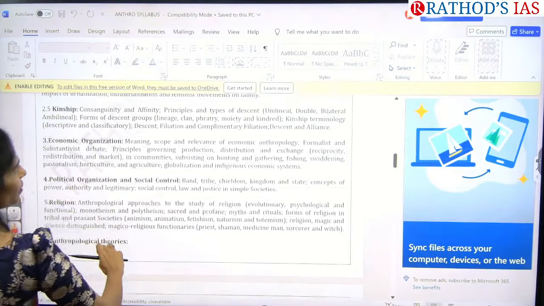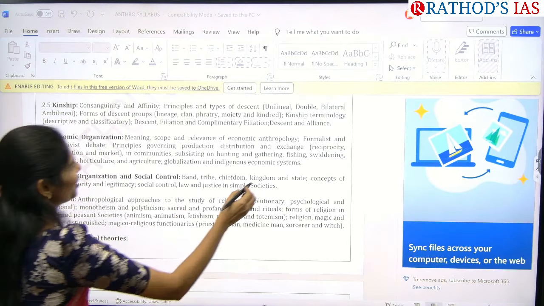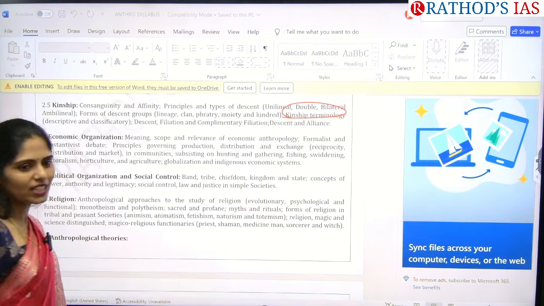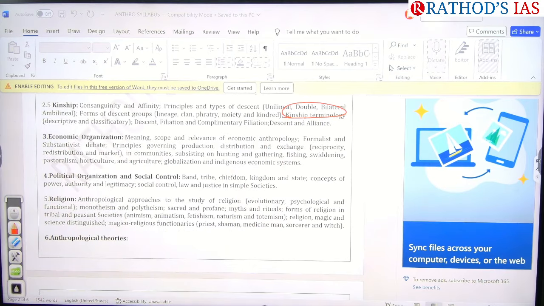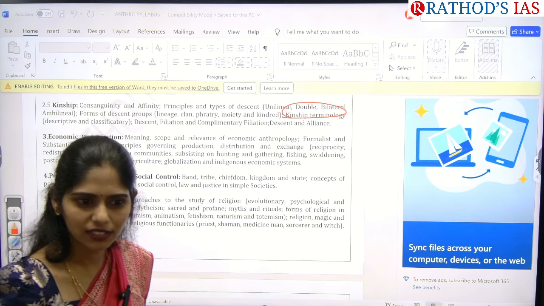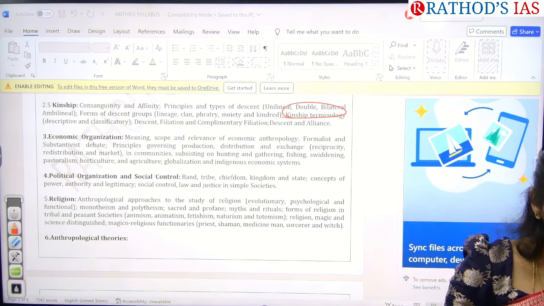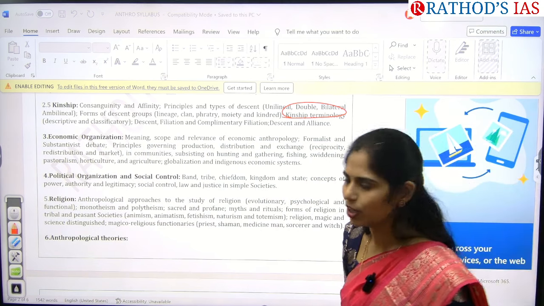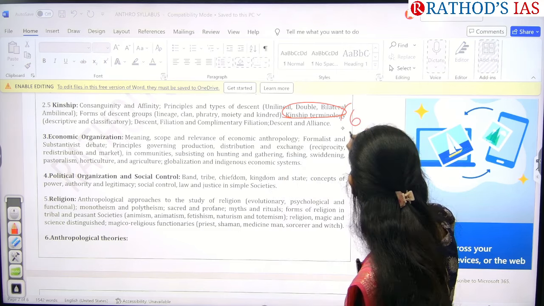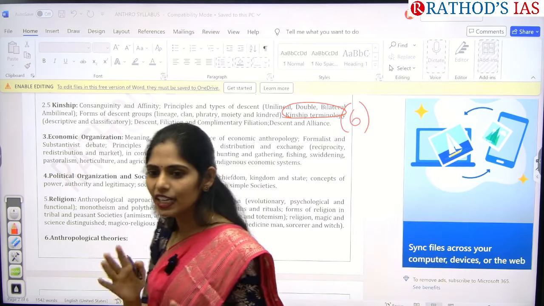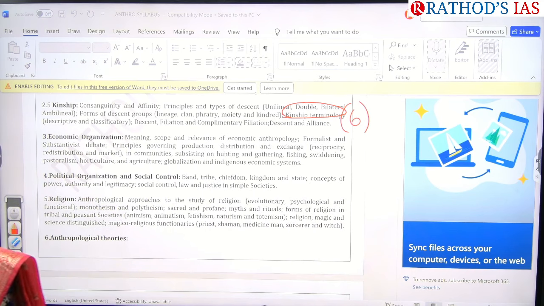Okay, and next one is kinship terminology. So what is this kinship terminology? Kinship is relatives. What is terminology? The name with which you call someone is called kinship terminology. And here we are going to see 6 types of kinship terminology which are present in our world.